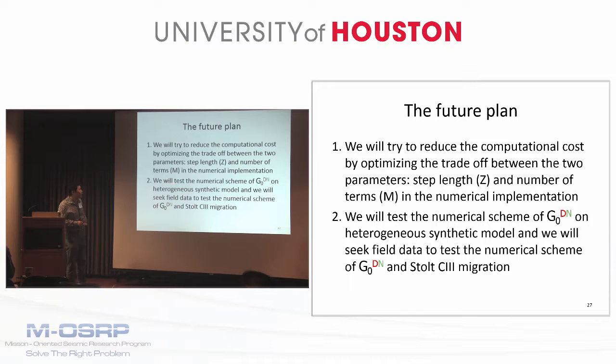Second, we will test the numerical scheme for G0DN on a heterogeneous synthetic model. And then we will seek field data to test the numerical scheme of G0DN for the Stolt C3 migration on field data.